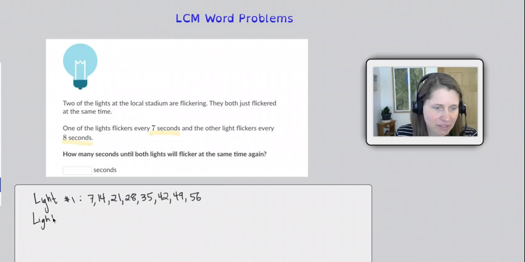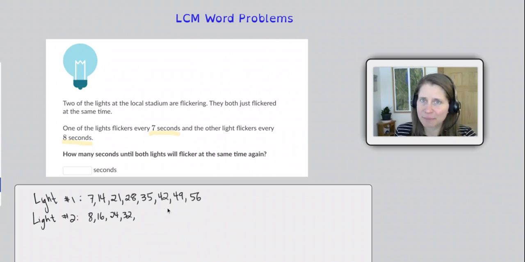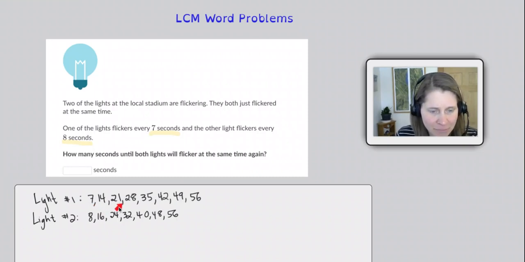Nice. So let's go ahead and do the same thing for light number 2. These are our multiples of 8. 8 times 1, 8 times 2, 8 times 3, 8 times 4. I hope you're checking to make sure I'm not making a mistake. 8 times 5, 8 times 6, and 8 times 7. All right, nice job. So do we see any common multiples before we get to 56? I don't think so. I think that's the first one.